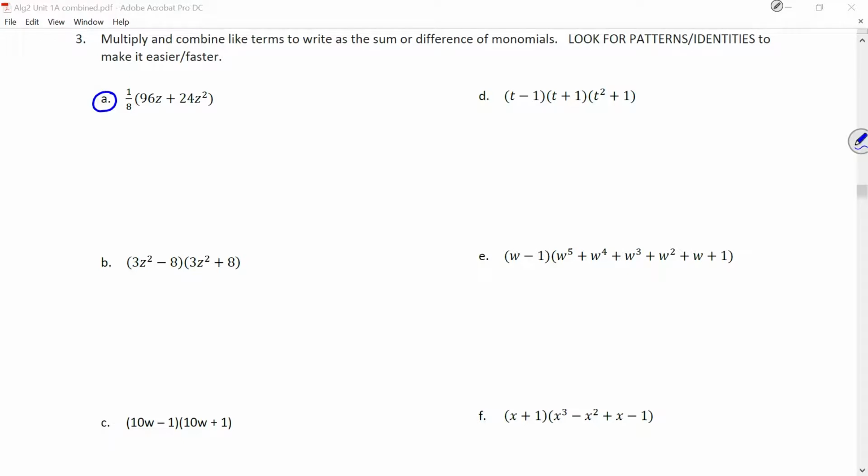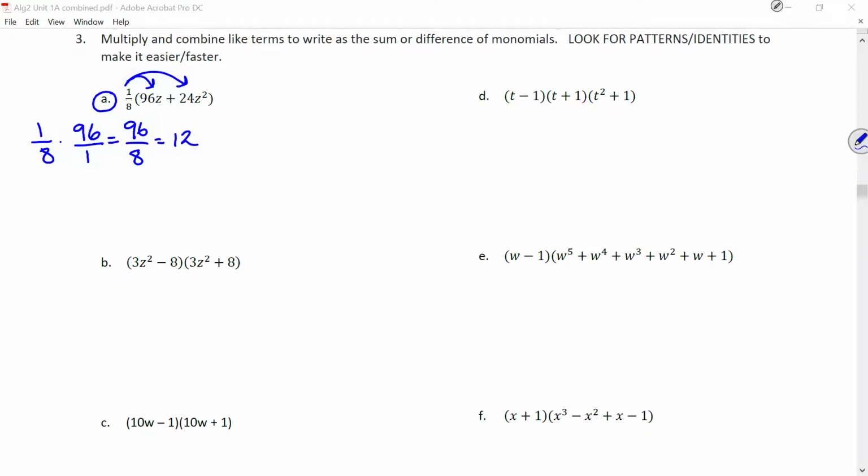Okay, number 3a I will do, and that one looks a lot like the distributive property. I think it makes more sense to use the distributive property here. So I'm going to distribute 1/8 times 96z and 1/8 times 24z squared. Okay, now in case you've forgotten how to multiply fractions, 1/8 times 96. Now the way you multiply fractions is you don't need a common denominator, it's only adding and subtracting. Okay, I'll make this over 1, and I can multiply the tops and the bottoms together. The tops together is 96, the bottoms together is 8 times 1 are 8, and 96 divided by 8 is 12.